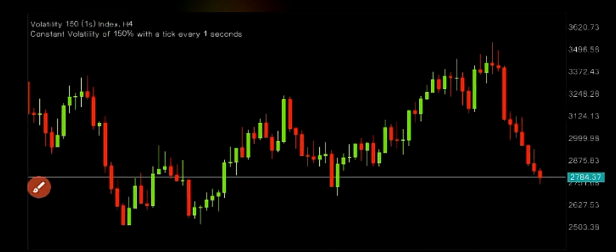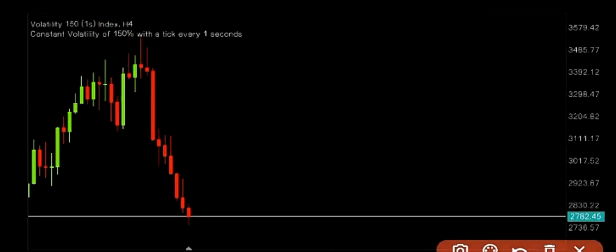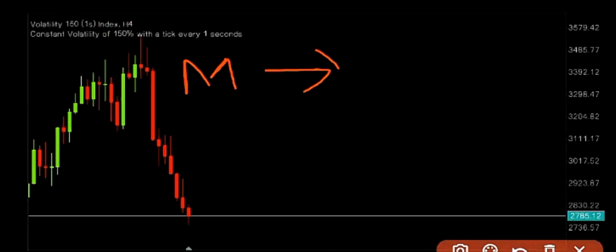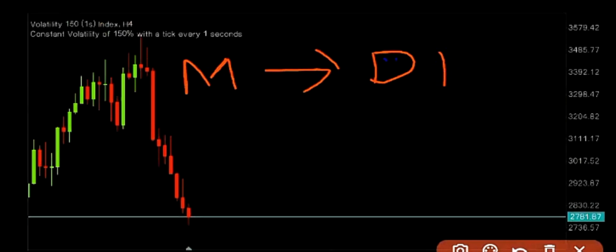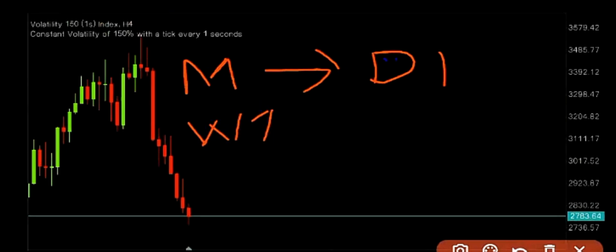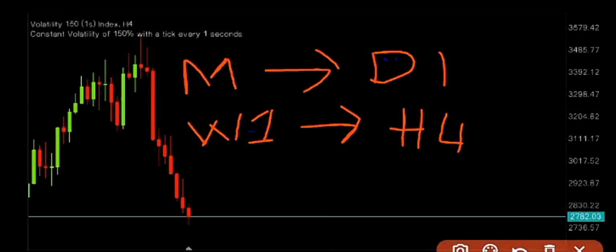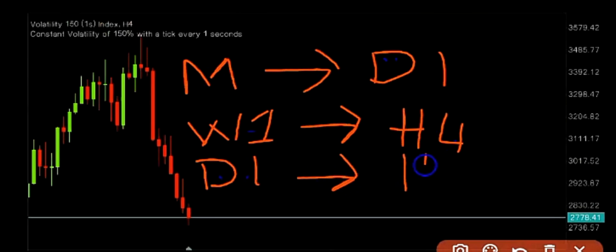So for the time frame alignment, you have the monthly level, which is the monthly order block. That is your monthly demand or supply zone. You look for a change of character on the daily time frame. If the demand or supply zone is on the weekly, you get your change of character on the H4 time frame. If the supply or demand zone is on the daily time frame, you get your change of character on the H1 time frame. This is how the time frame alignment is meant to be.